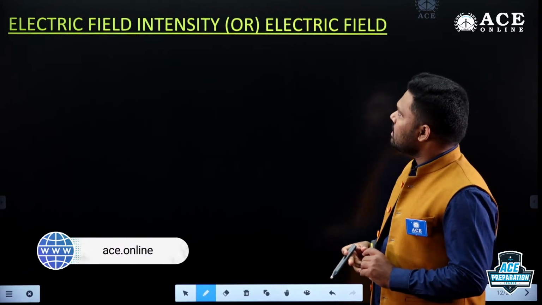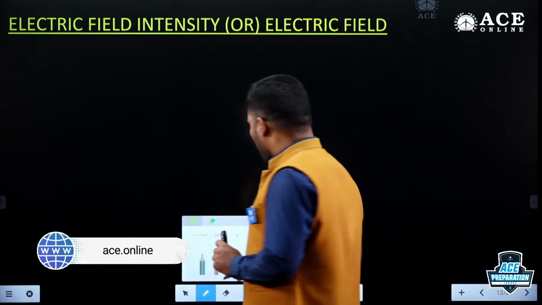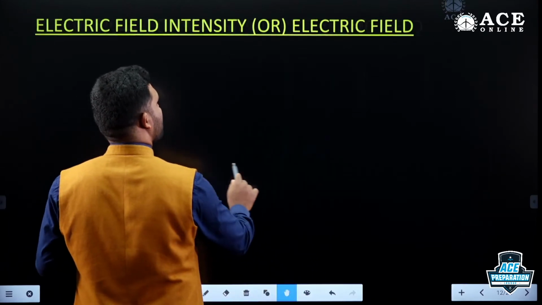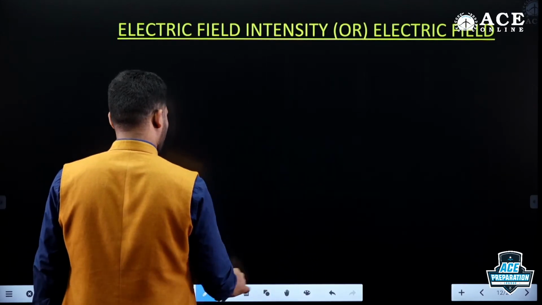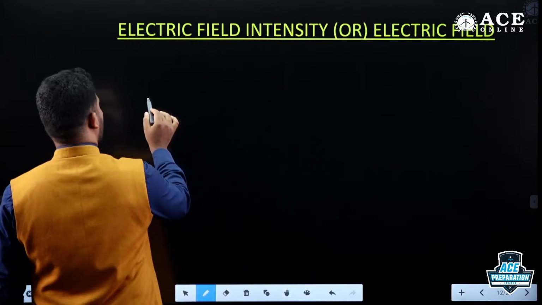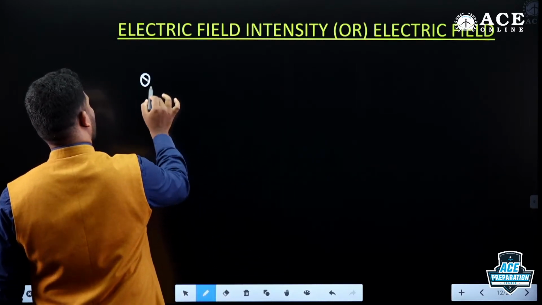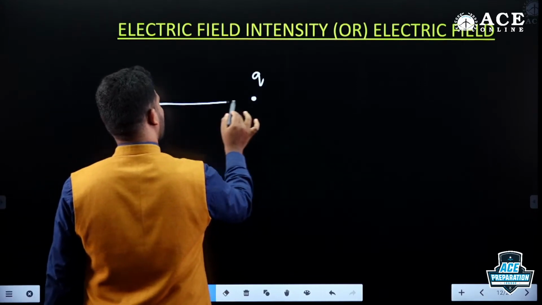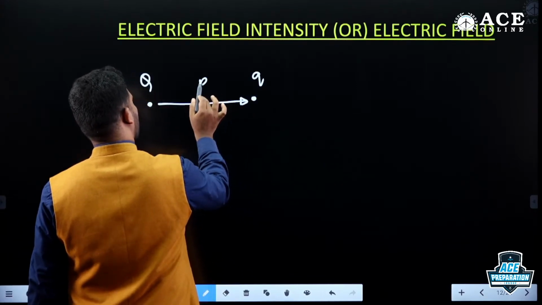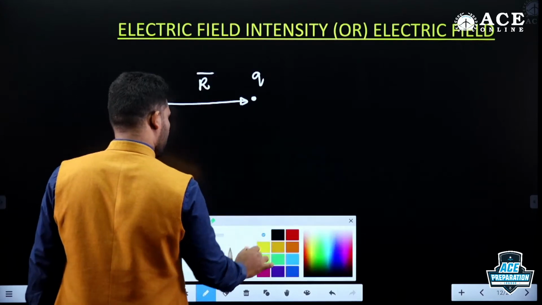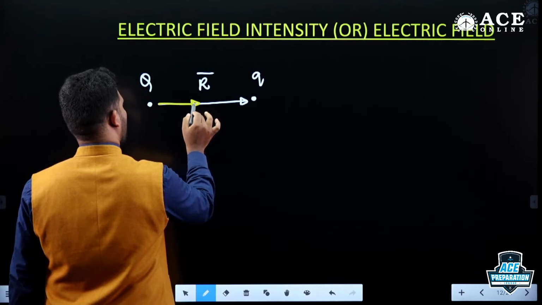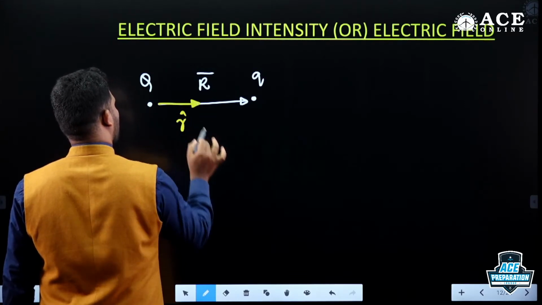The electric field intensity or electric field. How do you define the electric field intensity? Let us see mathematically, and after that we'll try to interpret it. There is a charge Q and another charge, small q. The distance between these two is R. And the unit vector here is R cap.